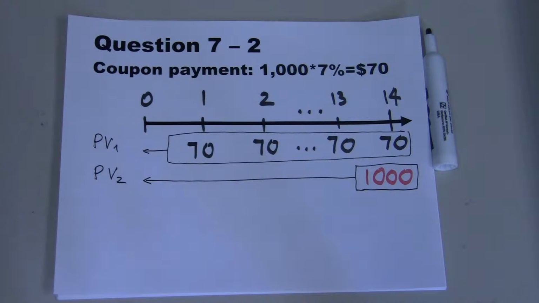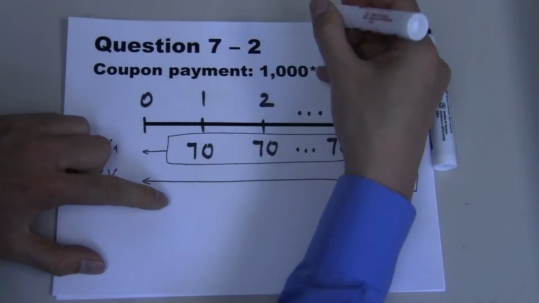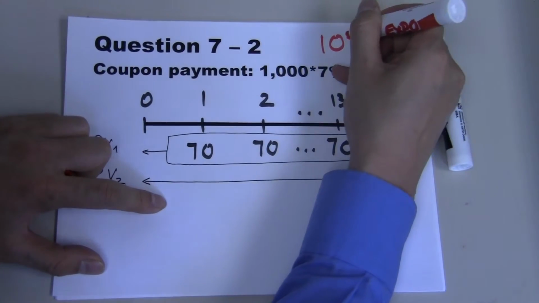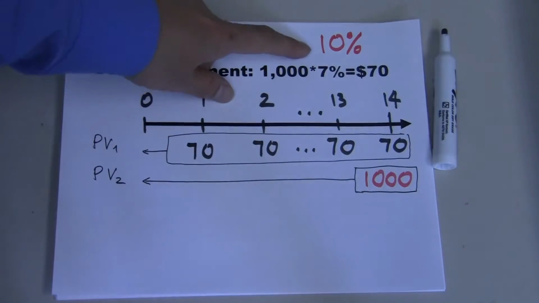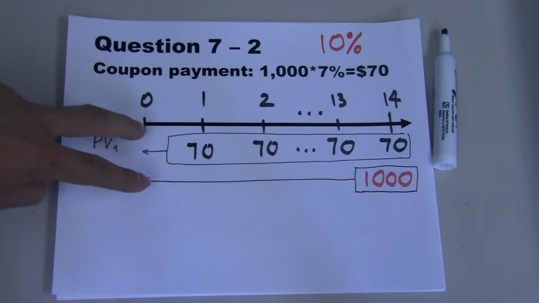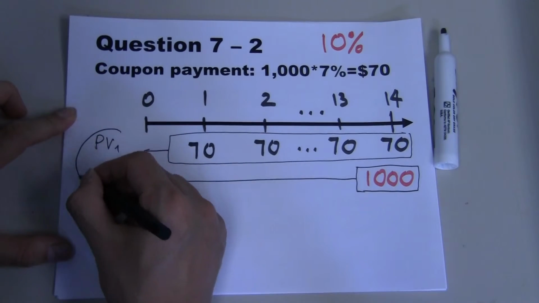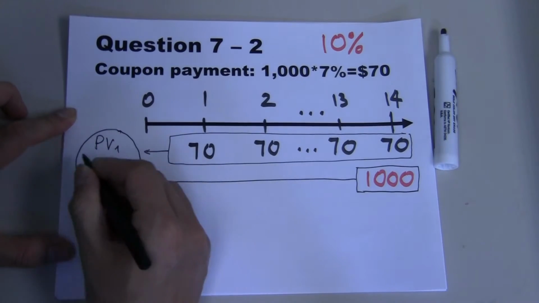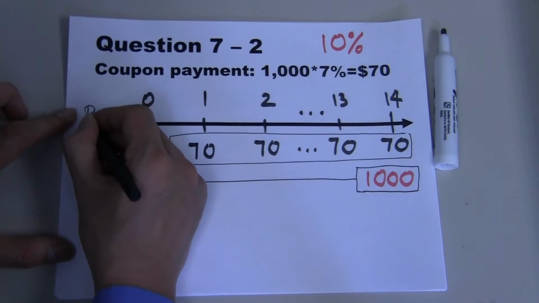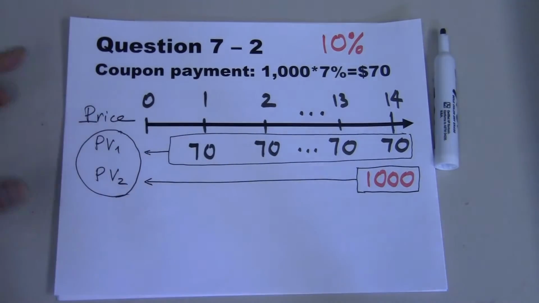One more thing is, we have to know the investor's required rate of return, and in this case, the required rate of return is 10%. We use 10% as the discount rate when we discount all of the future cash flow back to present value. When we add those two present values up, we have the price.